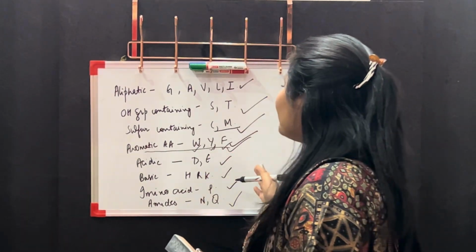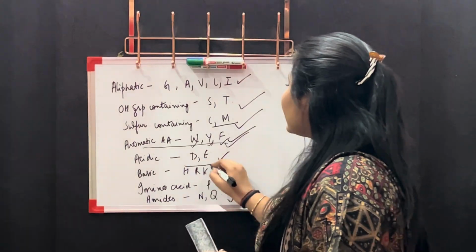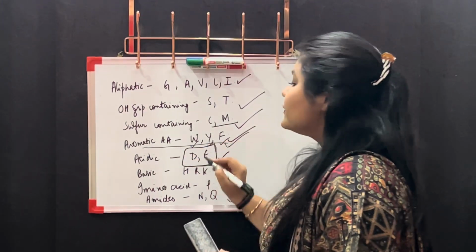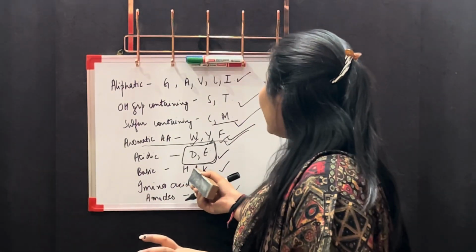Now we have acidic amino acids. Acidic amino acids, I have already told you, have ionizable side chains, like D and E. The DE is having the acidic side chains. All right. Now the basic amino acids. Basic amino acids are HRK: histidine, arginine and lysine.